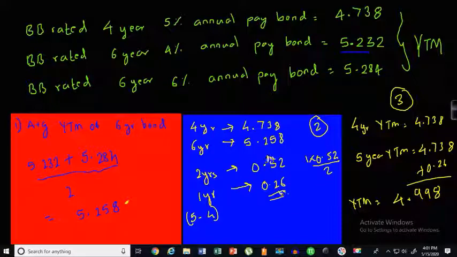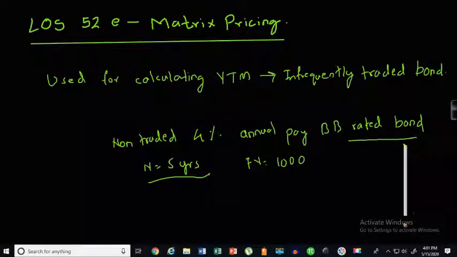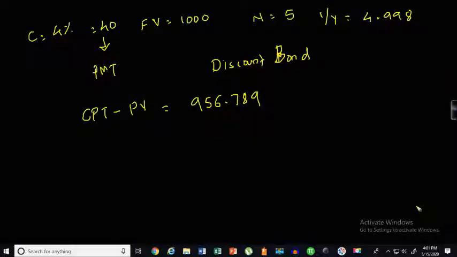Correct? For 2 years' time I'm getting 0.52 more. So for an additional year I should be getting 0.26 more. Then I'm simply adding 0.26 to the 4-year YTM, and then I arrived at the 5-year YTM. Then I used the 5-year YTM to compute the present value of the bond which we are trying to value, which is this. That's it. This is matrix pricing. Thank you very much.